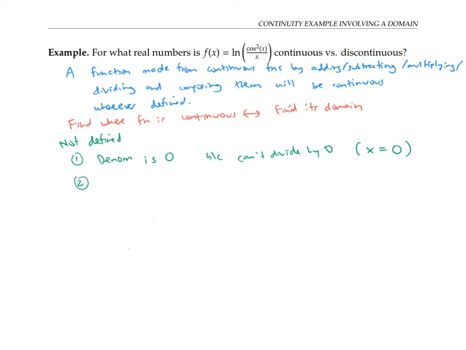It's also not going to be defined anytime cosine squared x over x is less than or equal to 0. And that's because you can't take the log of a number that's less than or equal to 0. You can't take the log of a negative number, and you can't take the log of 0. So let's analyze these two situations in a little more detail.